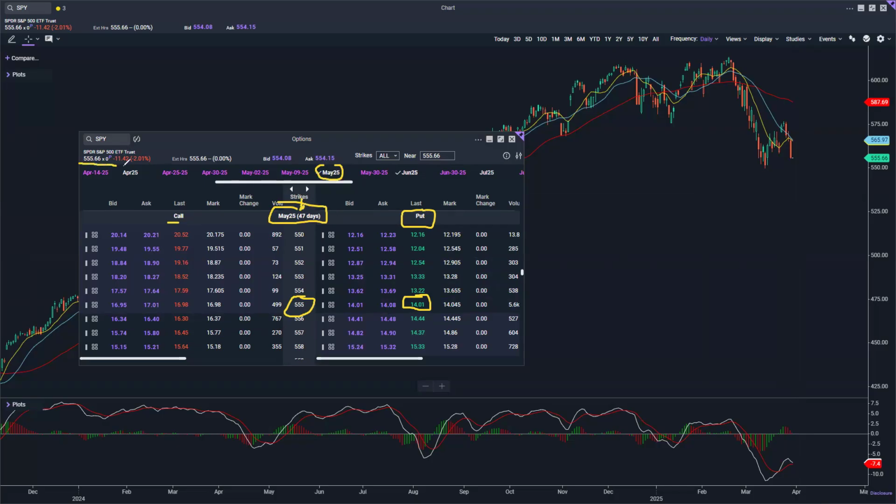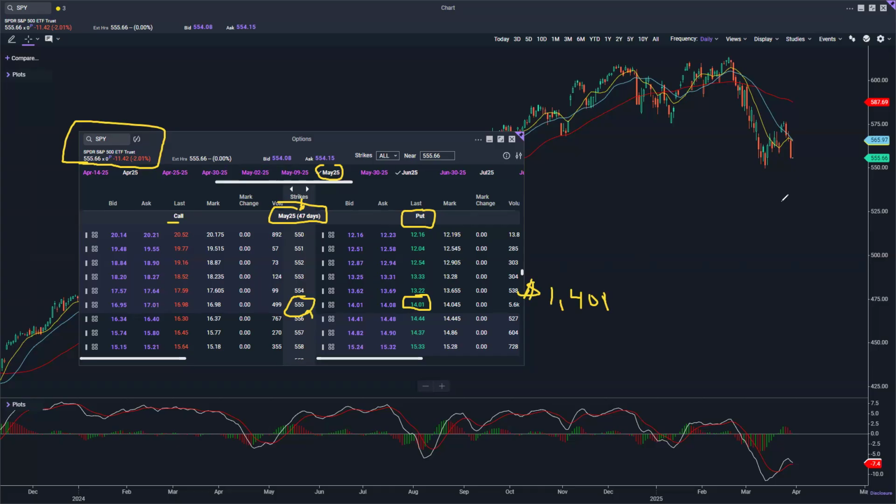SPY right now is at 555.66. We think SPY is going to be heading much lower, so you profit to the downside by picking up a put, which makes money as the market drops. 555 strike puts going for $14. Since there are 100 shares per contract, you multiply that $14 by 100, so each contract is going to cost you $1,401 for a single contract.